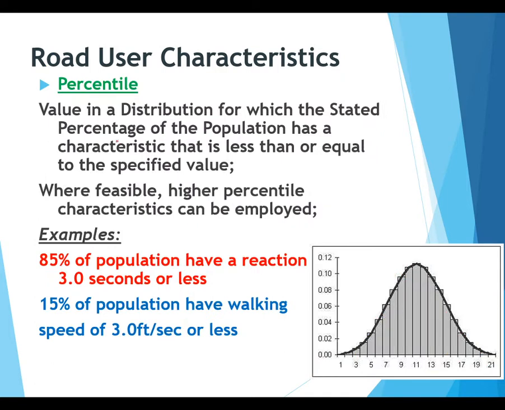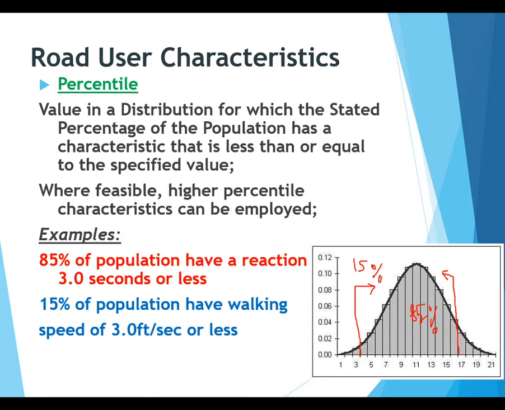Here, continue talking about percentile. The percentile is a value in a distribution for which the stated percentage of the population has a characteristic that is less than or equal to the specified value. So when I say the 85 percentile of walking speed is 16, meaning that 85% of the population have this value or less. When I say 3.5, for example, that's the 15 percentile.